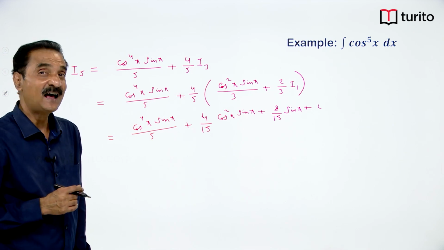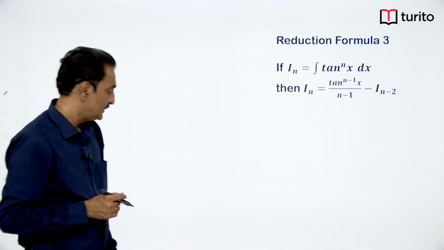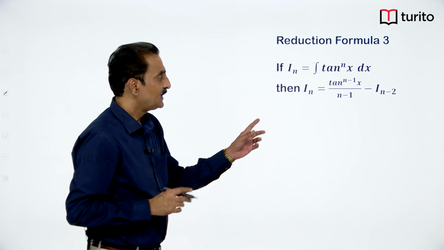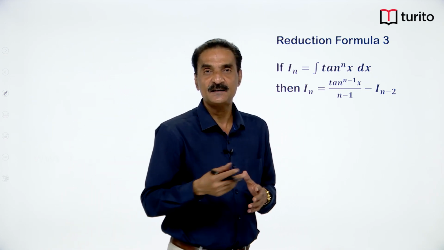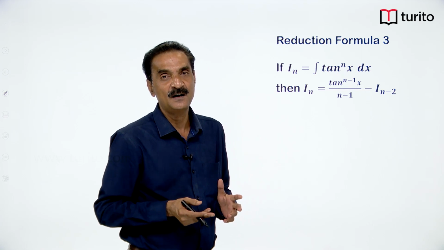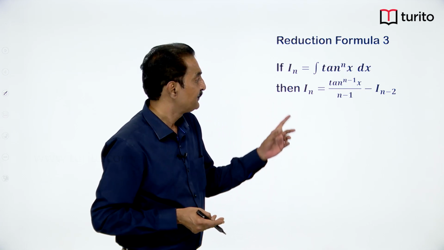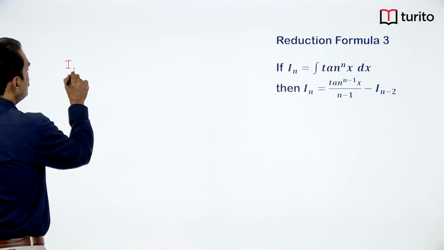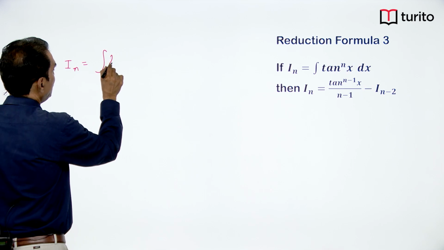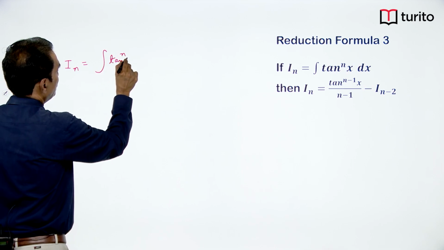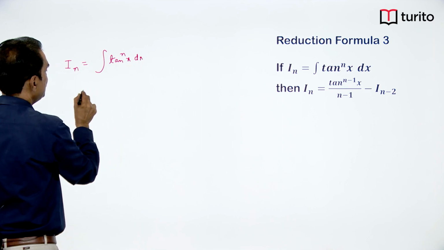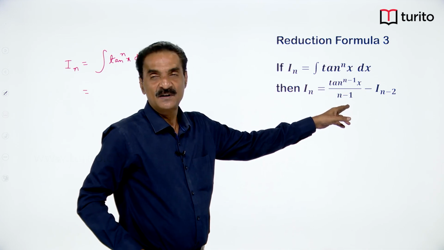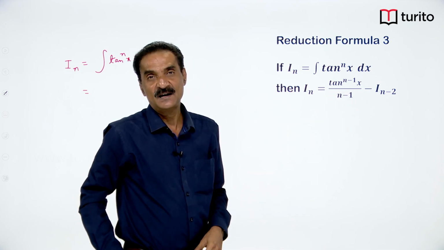Now, the next one is tan power nx. This is reduction formula number 3. Because in every step you are reducing the value of n and calculating finally by repeatedly applying the formula, it is called reduction formula. Now, formula number 3, In is equal to integral tan power nx dx. We have to prove that it is tan power n minus 1 x by n minus 1 minus In minus 2.